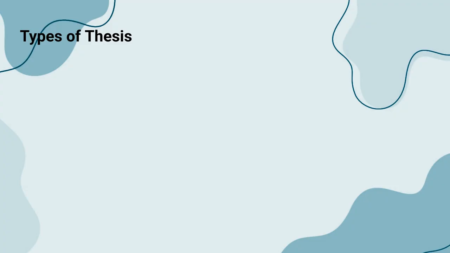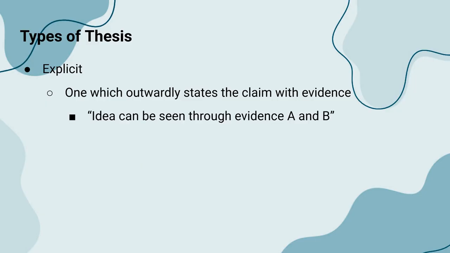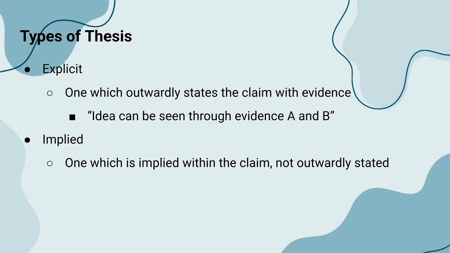But what are the types of thesis you can see? There's an explicit thesis, which is one that outwardly states the claim with the evidence. The idea can be seen through evidence A and B. For example, for history essays, you could say, the Ottomans expanded greatly in the period due to, as seen through their land and sea expansions, or some other specific evidence. Or you can see implied theses, which are ones that are implied within the claim but not outwardly stated. So an idea is seen throughout time, for example.